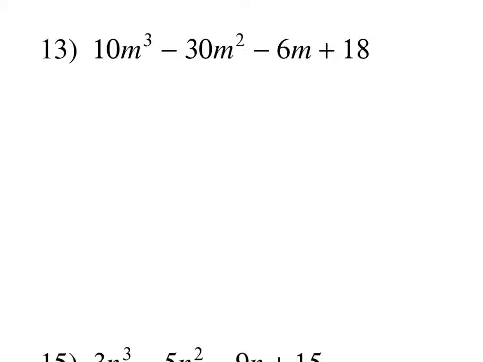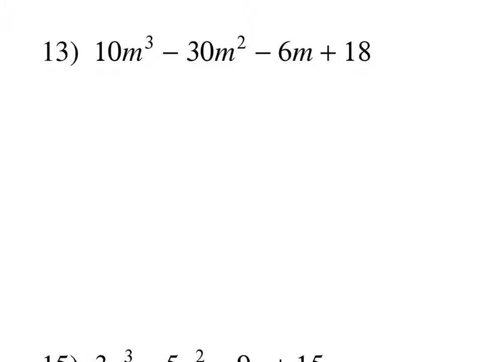So, number 13, we have, again, 4 terms. So what's the process we're using? What's it called? Factoring by grouping, okay? And before we start with that, anytime you're factoring a polynomial, you should always look for a GCF first. Do we have one here? What can I factor out of all 4 of these terms? A 2.